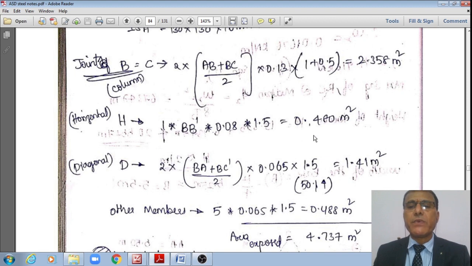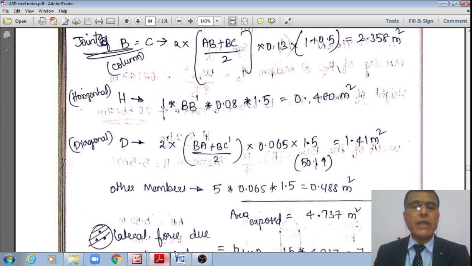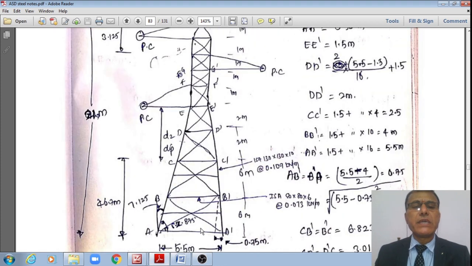However, 1 plus 0.5, 1.5, the total multiplied by their lengths. I know what is BA prime, BC prime, their lengths we already calculated in the geometry. That works out, say, 1.41 meter square. And even I do have the other members here, right? Other members are this secondary member, here this secondary member as well as this secondary member, right?